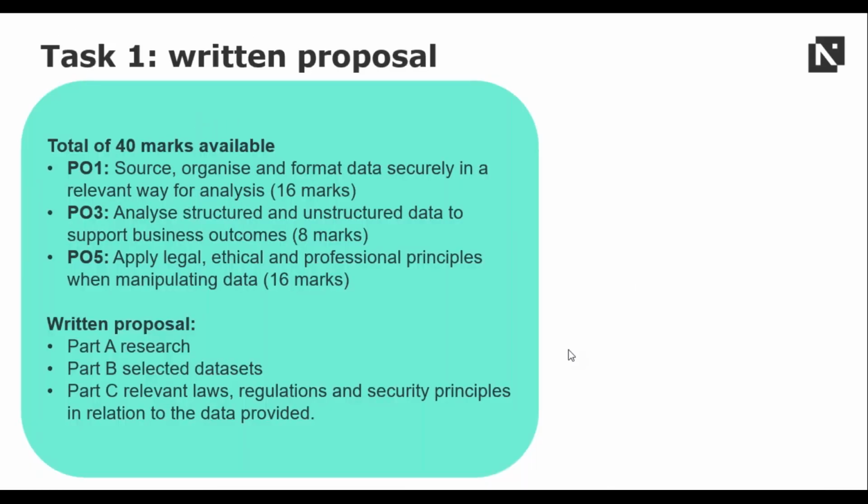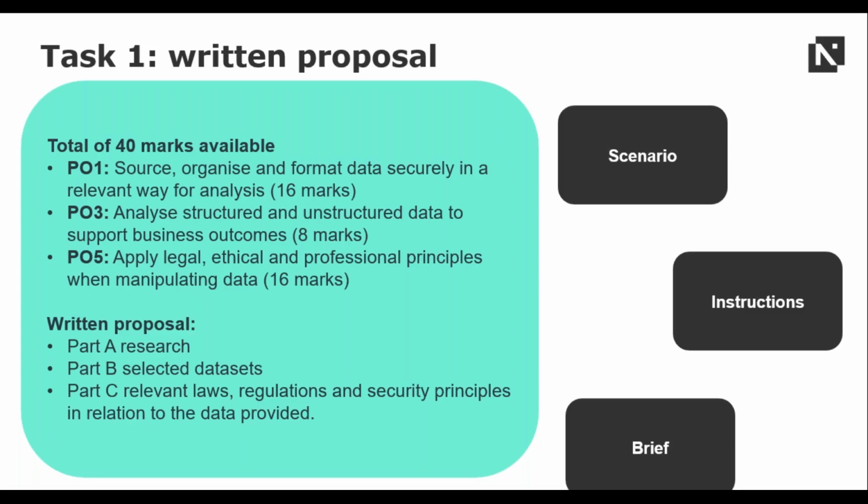Now, Task 1 is split into 3 parts, worth a total of 40 marks. Marks are divided between the skills and knowledge performance outcomes shown. Students will have a total of 5 hours to use the information in the scenario, brief, and task instructions to complete a written proposal. Part A is market research and sourcing data that will support the needs of the client. Then students look at data sets which could potentially be used for the client in Part B. And finally, Part C, students need to consider relevant legislations and practices in terms of data handling and security.